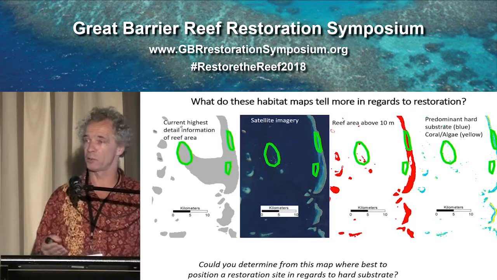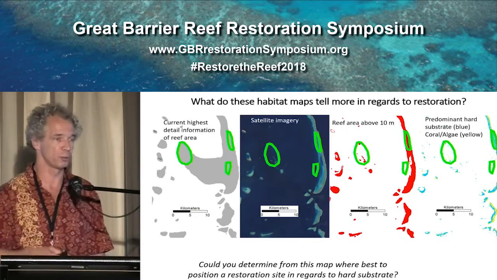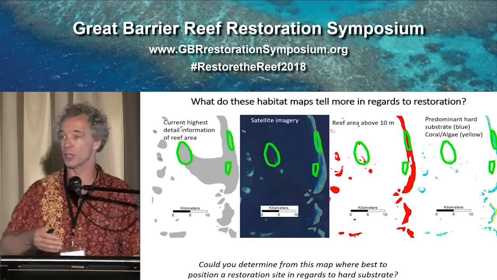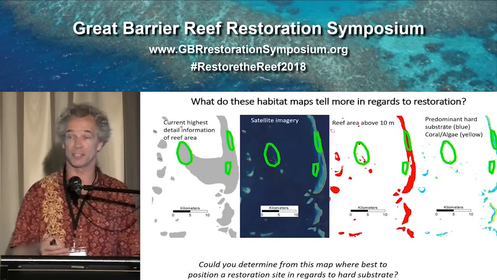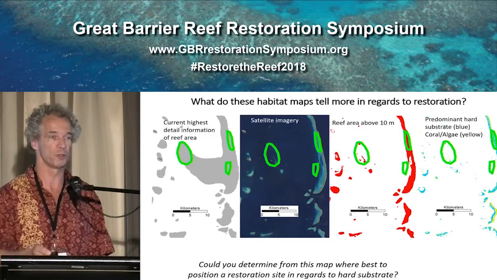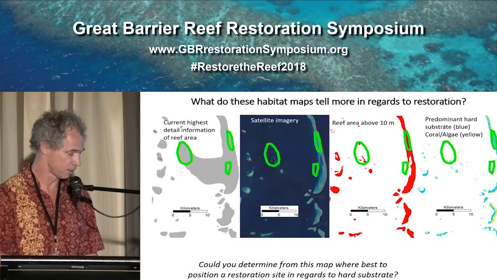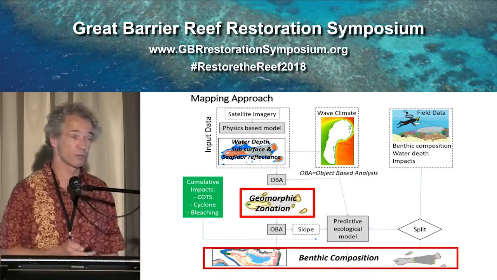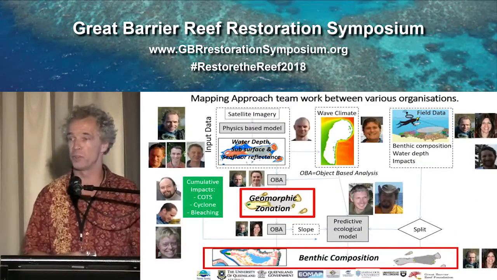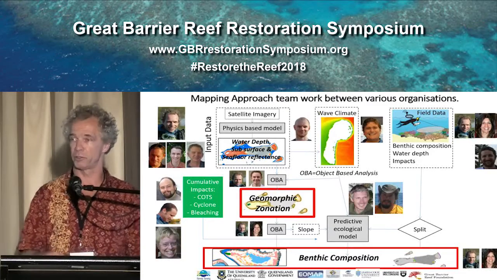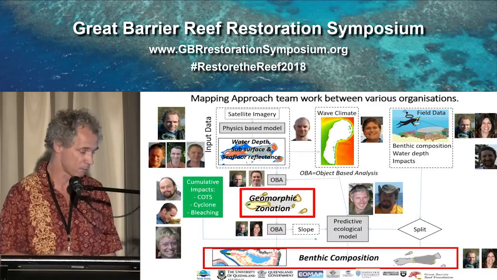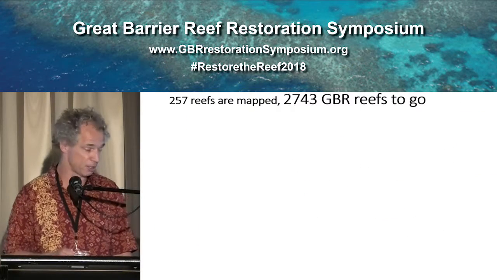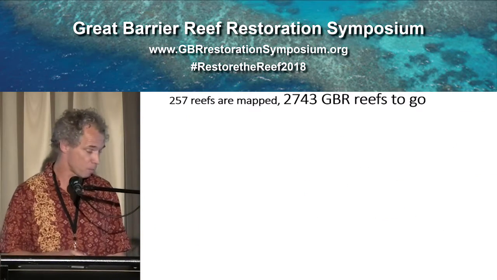Now, I was thinking all the time of hard substrate, but today I was also confronted with the fact that a lot of the coral gardening is actually happening in the sandy areas, and these same maps can be used to develop those areas. So this mapping approach is not done by me on my own, no, it's a teamwork. Lots of different people have been working on this together to get it to the stage it is now. And we did 257 reefs, and there are heaps of reefs left to go.